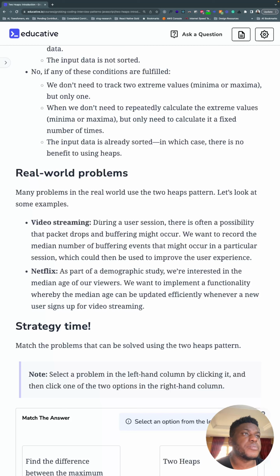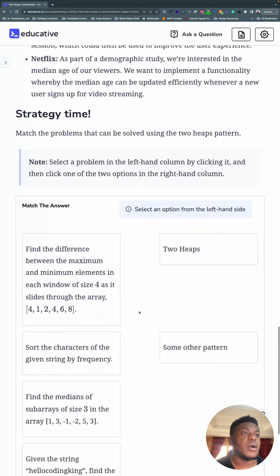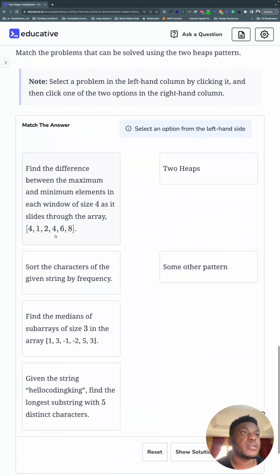So here are some real world problems. During a user session, there's a possibility that packet drops and buffering might occur. You want to record the median number of buffering events that might occur in a particular session, which could then be used to improve the user experience. And Netflix, for example, might want to know the median age of their viewers. So you want to update that efficiently whenever a new user signs up. Pretty cool.